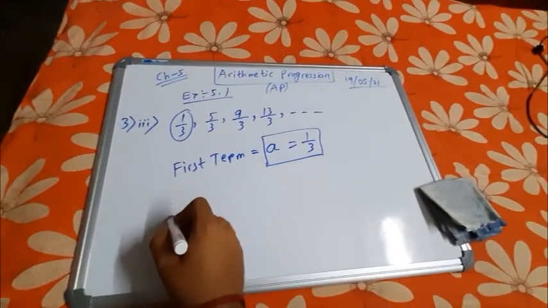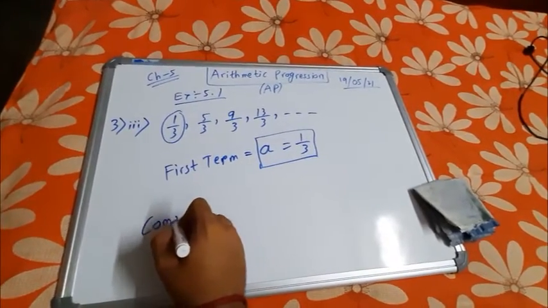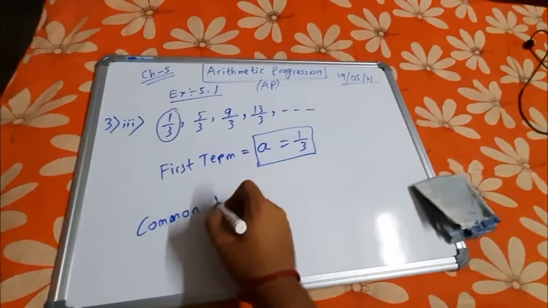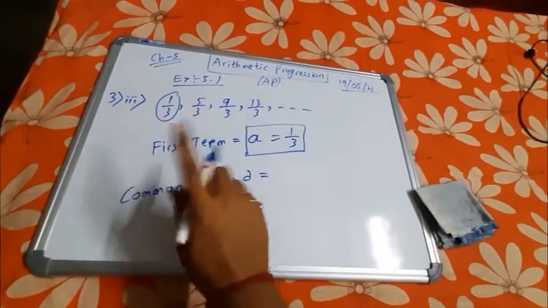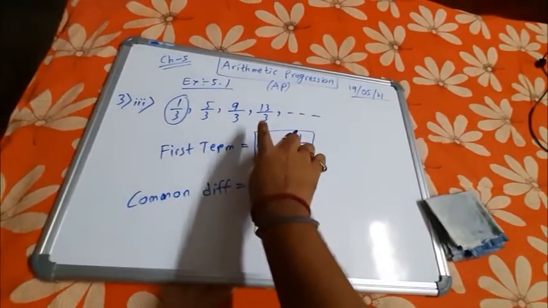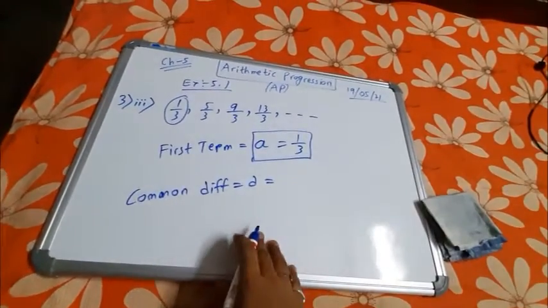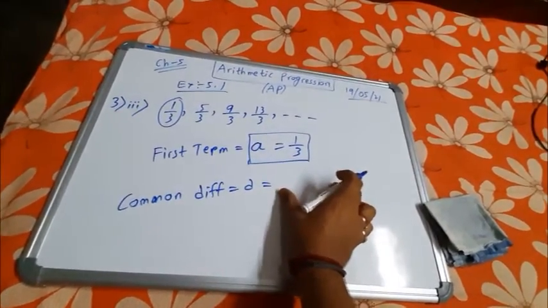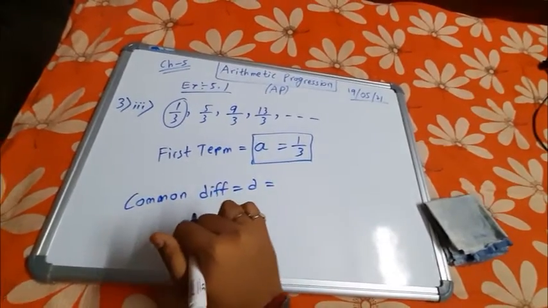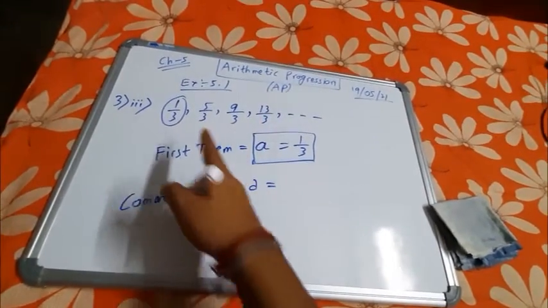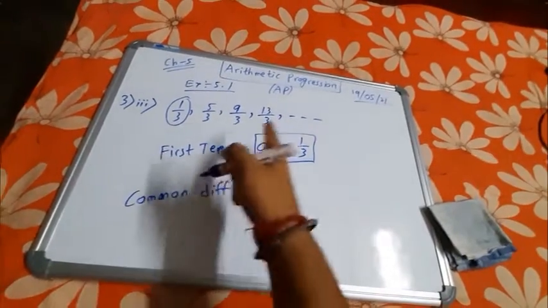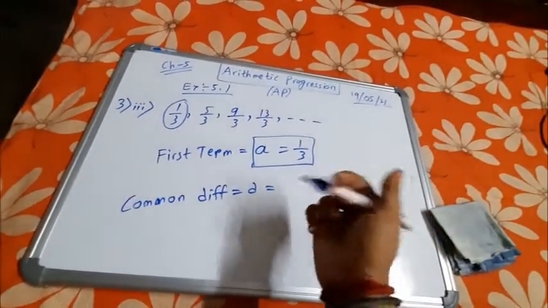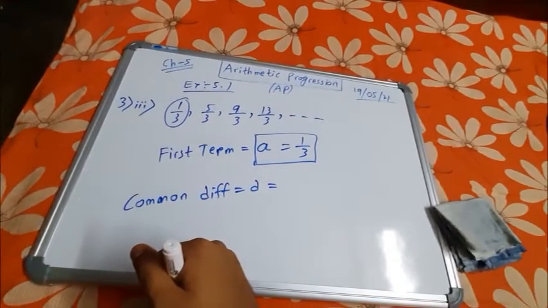Now what is D? As we know, the common difference is represented by D, that is equal to the subtraction of any 2 terms. You see there are 4 terms given or there could be 100 terms given. What you have to do for D is just subtract any 2 consecutive terms, not any 2 terms. Suppose you subtract 13 by 3 minus 1 by 3. This won't give you the common difference.